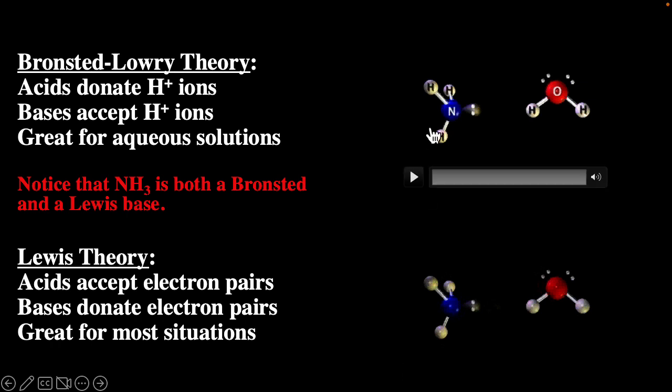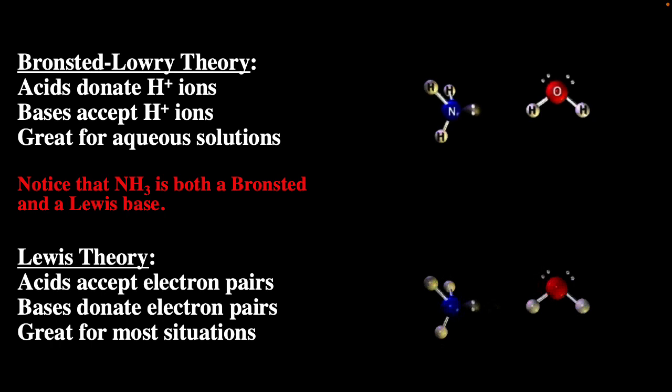Here we have the reaction of ammonia reacting with water. We can think about it in terms of Bronsted-Lowry theory. In this case, the ammonia is going to accept a hydrogen ion, making it a Bronsted base, and the water is going to donate a hydrogen ion, making it a Bronsted acid. Ammonia is a base in the Bronsted sense because it acts as a proton acceptor. For example, it accepts a proton from a water molecule to form the ammonium ion and hydroxide ion.